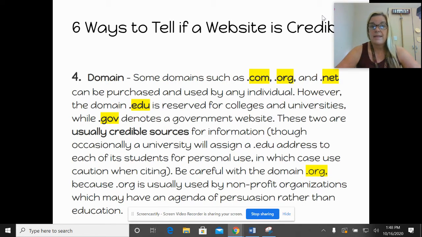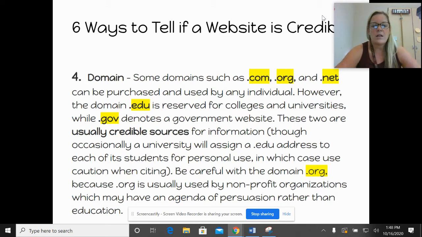Fourth, check the domain of the website. Some domains, such as .com, .org, and .net, can be purchased and used by anyone. However, the domain .edu is reserved for colleges and universities, and .gov is for a government website. Those two are generally considered to be credible sources of information, though not always, and you might have your own opinions about that as well.